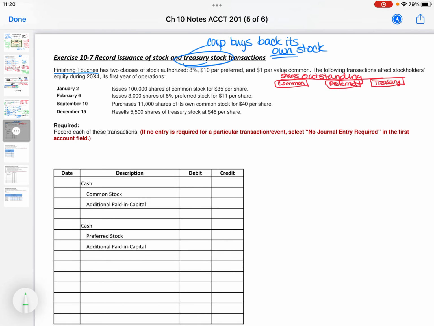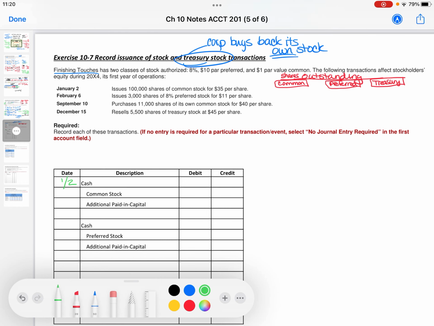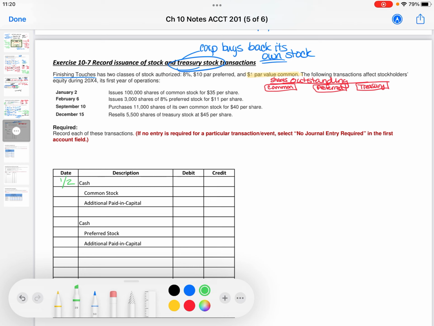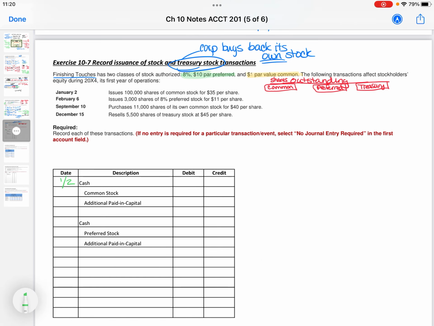But the first one is January 2nd. We are going to sell 100 shares of common stock, and we do have a par value. I have to read this, sorry. Let me go back up here to the top. Finishing Touches has 2 shares of stock authorized. They have preferred and they have common. The common is $1 par, and the preferred is 8%, $10. That's my preferred.